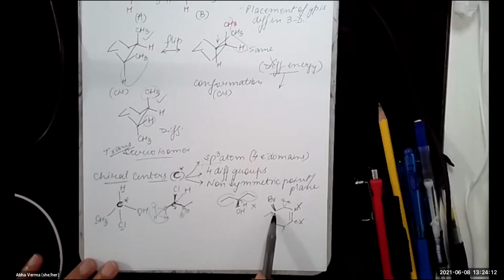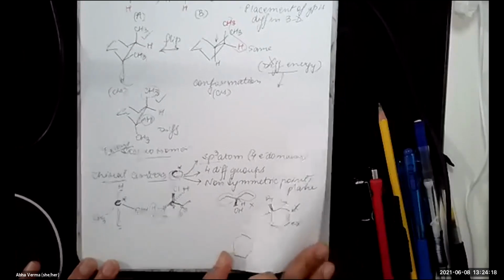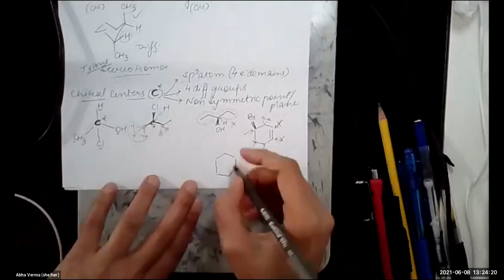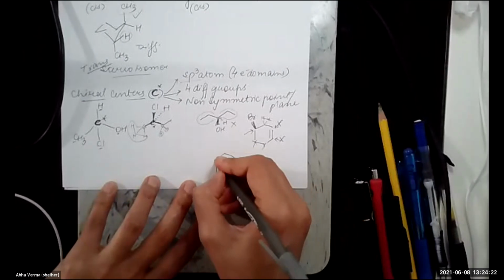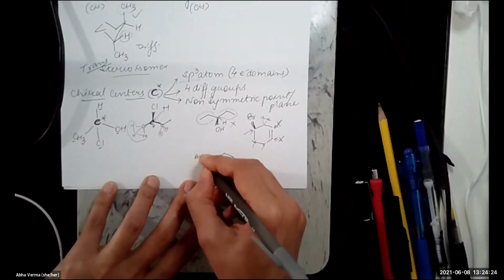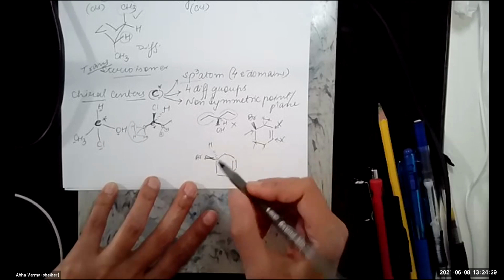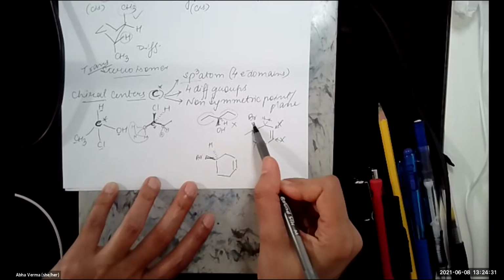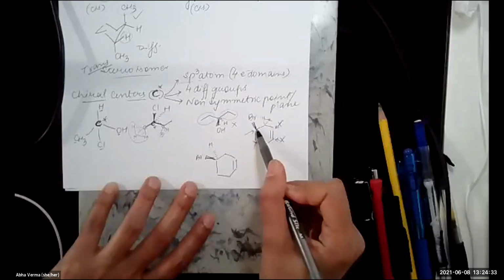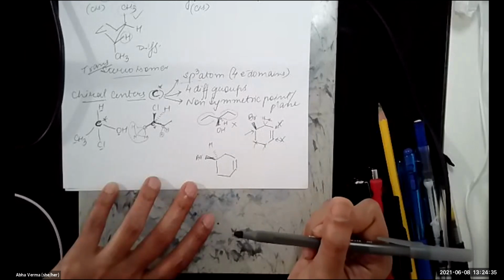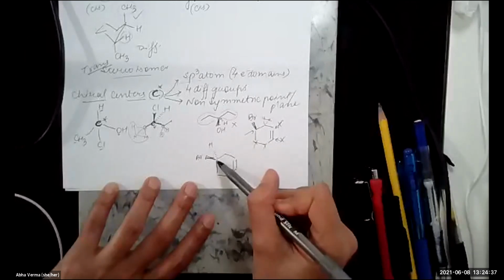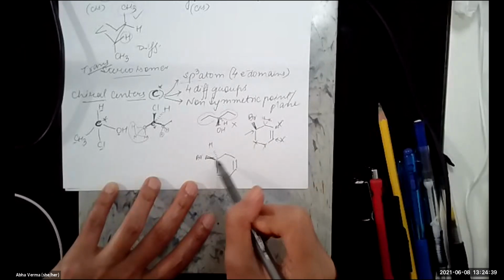But what about this bromine-containing carbon? I have a cyclic ring here, and I have this bromine here. I have this hydrogen here. Remember the hidden hydrogen: if my group is coming out, my hydrogen will be going at the back. So is this carbon chiral or not?